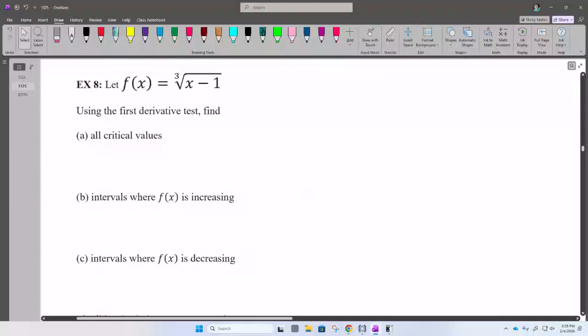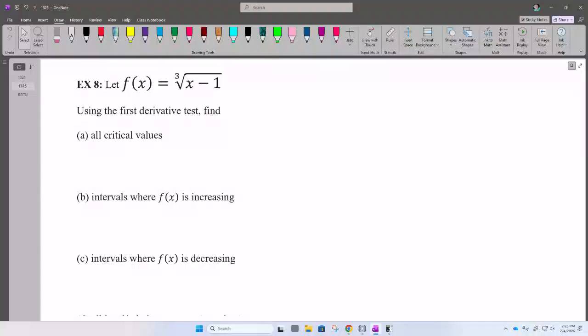All right. I see the questions. It's talking about critical values, increasing, decreasing. That tells me first derivative. So I know the very first thing I always do is find the domain of my original function. So my original function is not a polynomial this time. It actually has a radical in it, and that's the root right there. It is an odd number, so this is an odd root radical. We only have issues if there's an even rooted radical. Odd root radicals are totally fine. So our domain is everything, all real numbers.